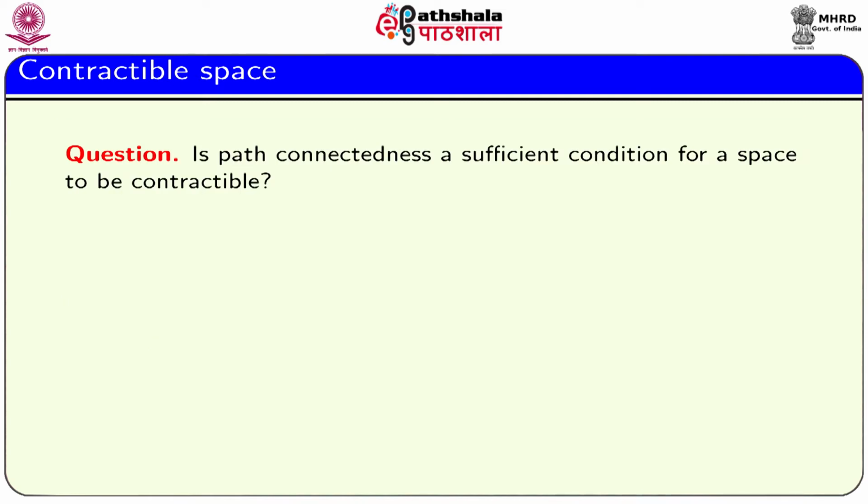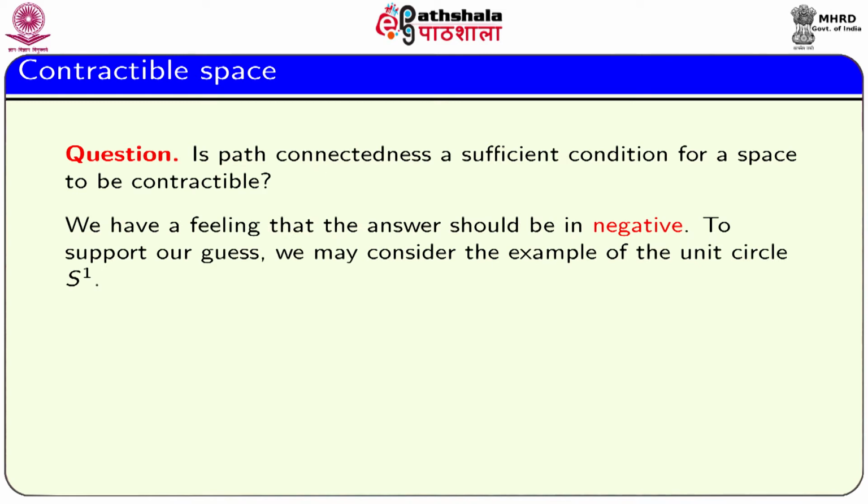So the question is, is path connectedness a sufficient condition for a space to be contractible? We have a feeling that the answer should be in the negative. To support our guess, we may consider the example of the unit circle, that is S1. We can easily visualize that S1 is path connected. Given 2 points on S1, we can always join them by a continuous function, by a path.